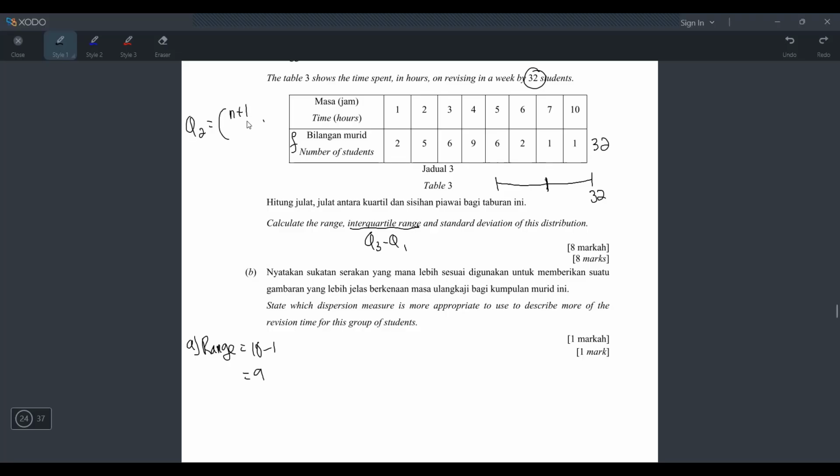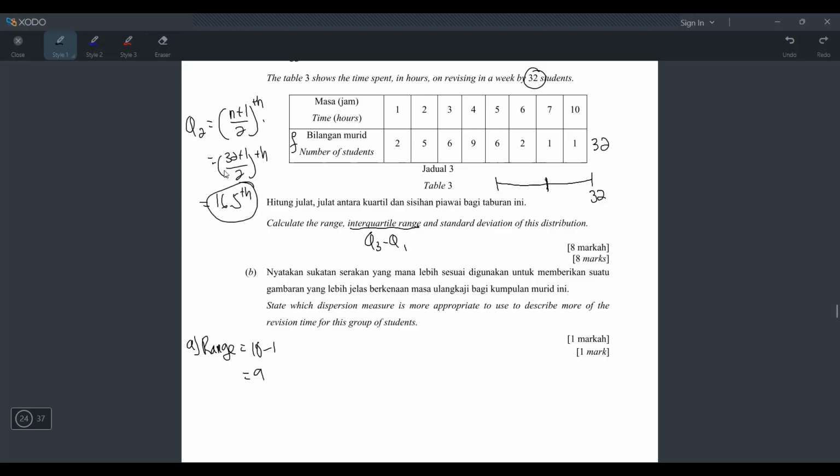It will be n plus 1 divided by 2. But this one, I'll write TH here. What is TH? It means this is not the median answer. This is the kedudukan, the position. The n is how many numbers in total. So we have 32, right? So you put 32 plus 1 divided by 2. 32 plus 1 is 33, divided by 2 is 16.5.